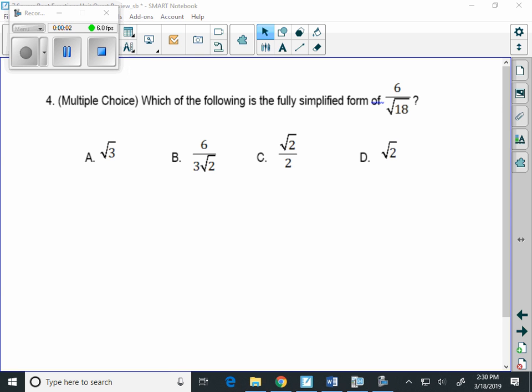Multiple choice. Which of the following is the fully simplified form of 6 divided by the square root of 18? Well, personally, I think I could do this problem quicker without a calculator, but this is still technically on the calculator portion of the test. So here's a way that you could do this problem with a calculator.